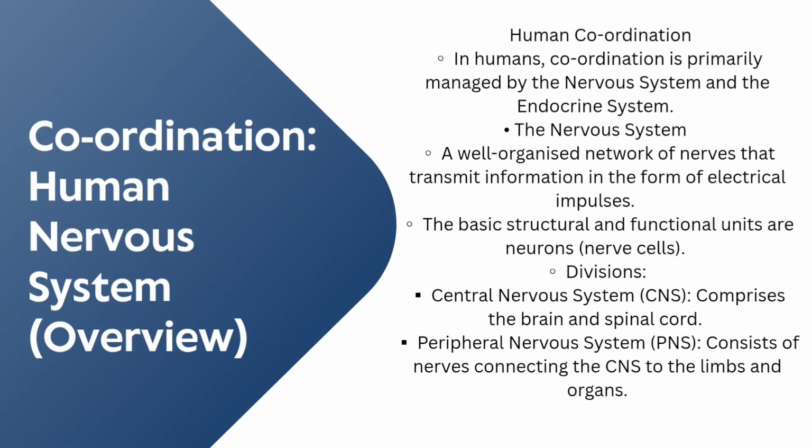In humans, coordination mainly depends on two systems, the nervous system and the endocrine system. The nervous system is like the body's communication network, sending quick electrical signals. Its basic units are neurons or nerve cells, which can be very long and are specialized to carry impulses. The nervous system has two parts: central nervous system, CNS, brain and spinal cord. Peripheral nervous system, PNS, nerves connecting the CNS to the rest of the body.